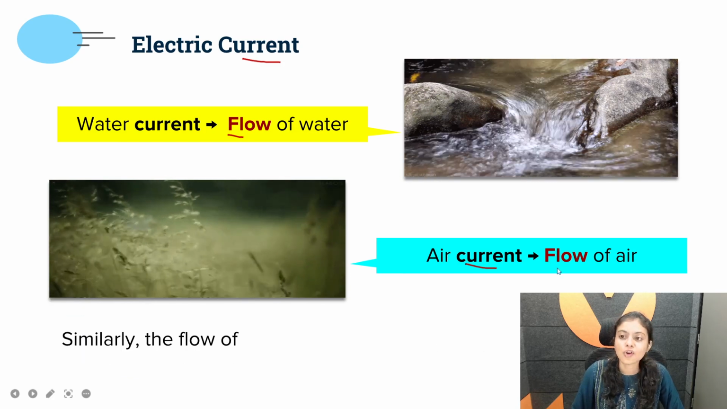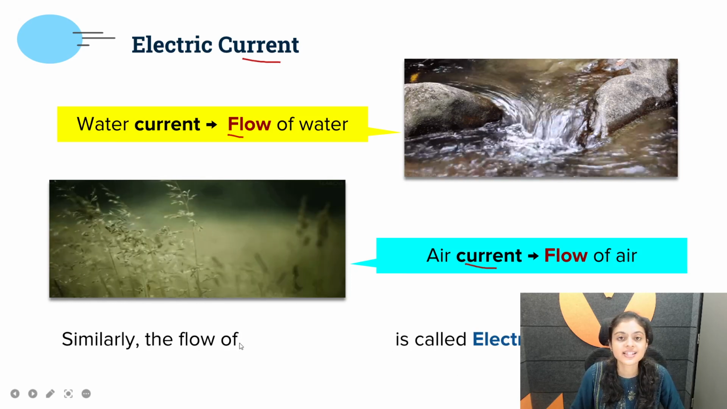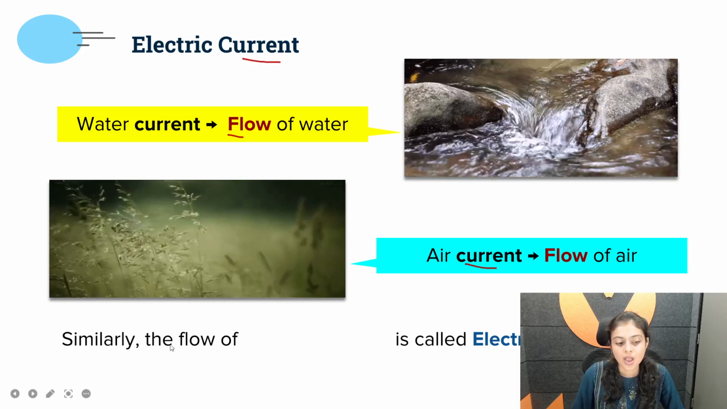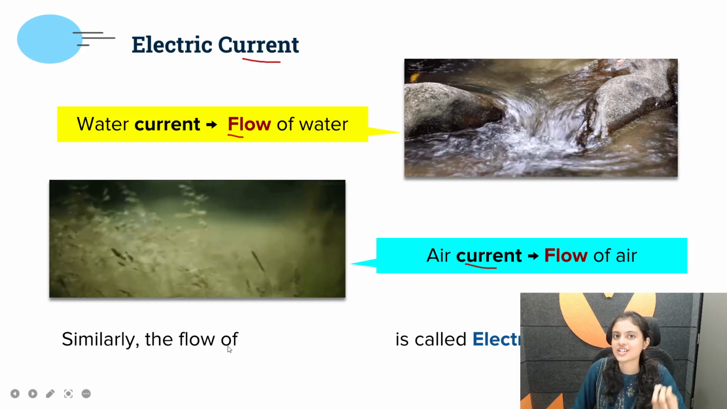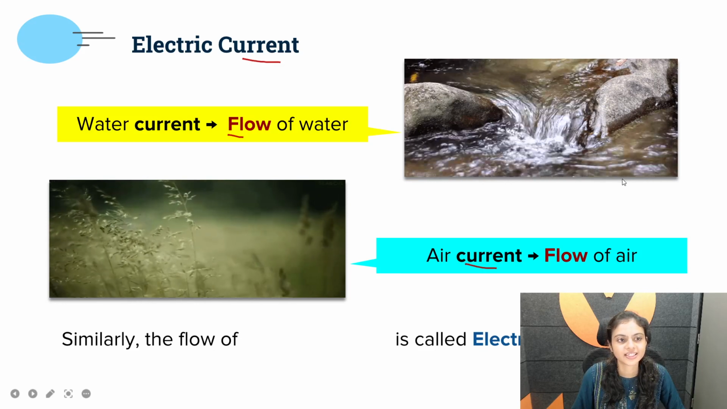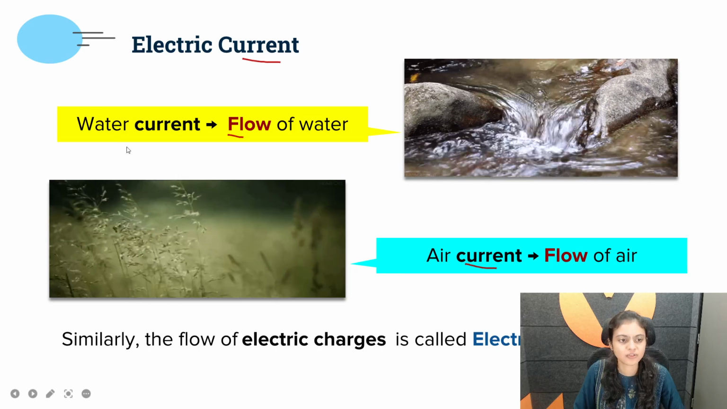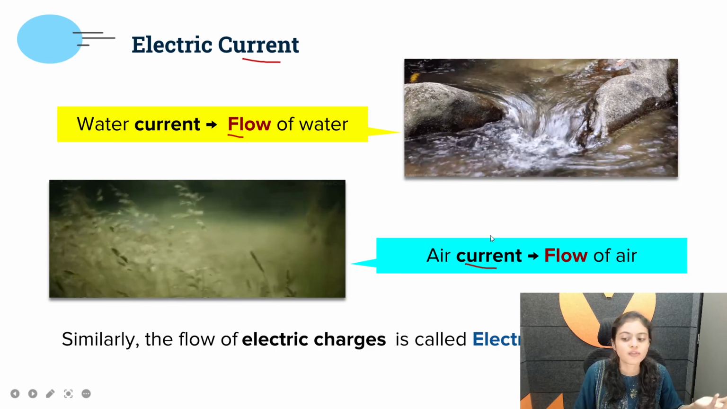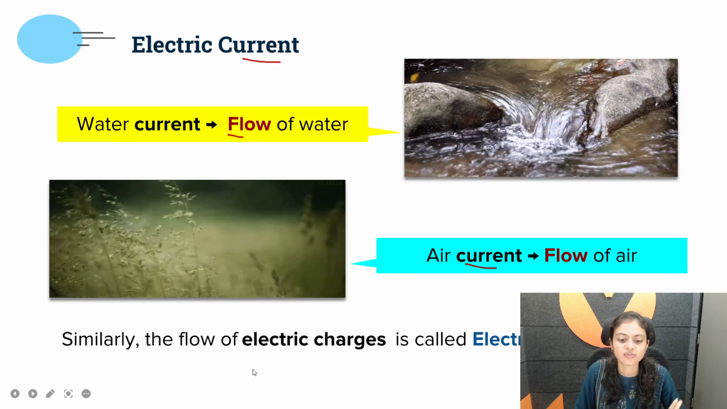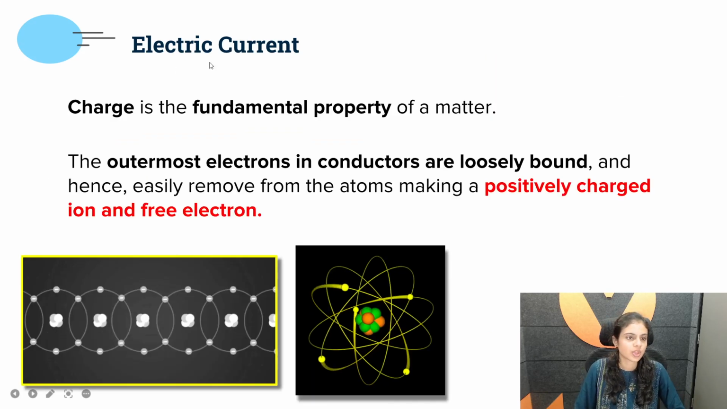Similarly, the flow of dash is called electric current. Now write the answer in the comment section. The flow of dash is called electric current. You can write. Okay, let's see. Electric charges, simple. Flow of water is water current, flow of air is air current, then flow of charges is an electric current. Okay, let's move.